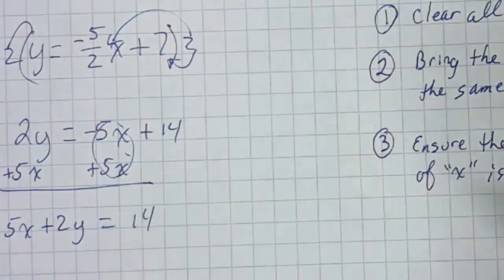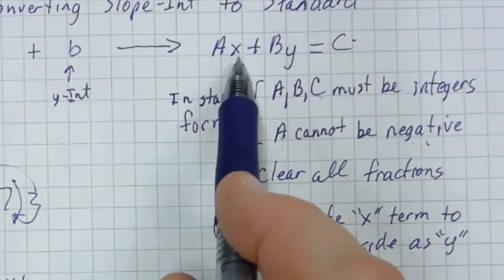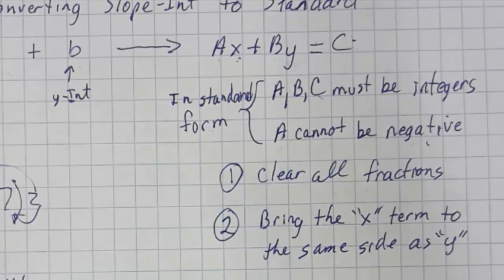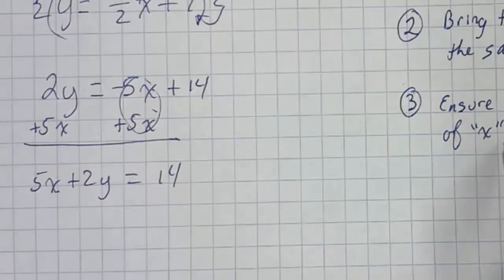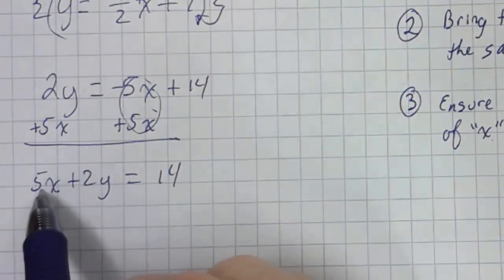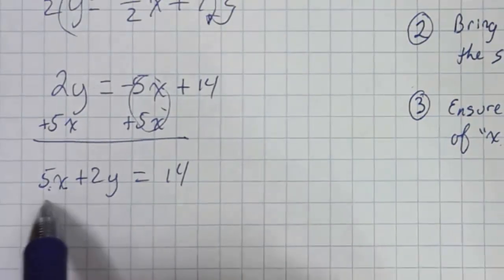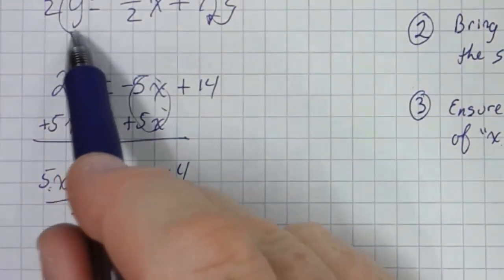is just 14. And notice how I put the x up front, because that matches my standard form of having ax, which is the coefficient of x, which in this case is 5, up front. The last thing is to ensure that the coefficient of x is positive. Well, the coefficient of x is positive 5, so I actually finished this in 2 steps. So this right here is my standard form for the original equation that I had up here.